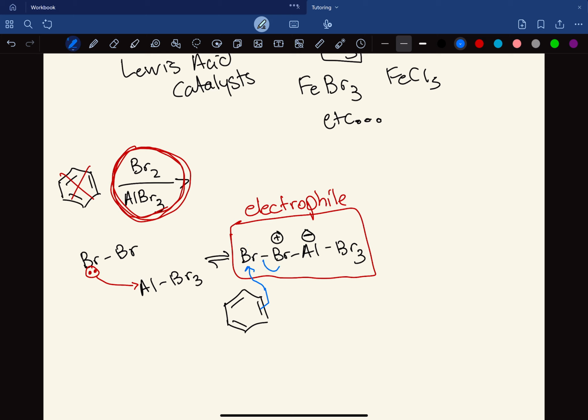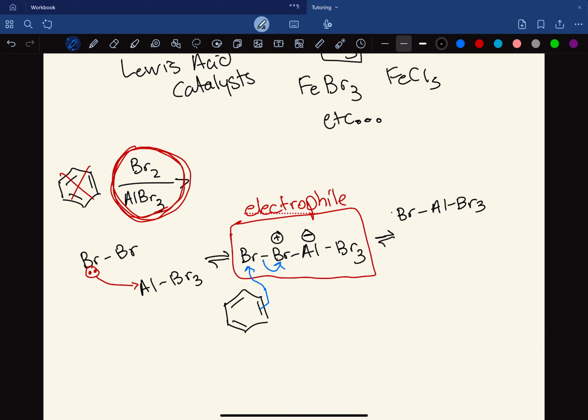That's going to push the electrons. It's going to break that bond, push the electrons to the bromine with the positive charge. Okay? And this is again a reversible reaction. And then now we're going to have this molecule.